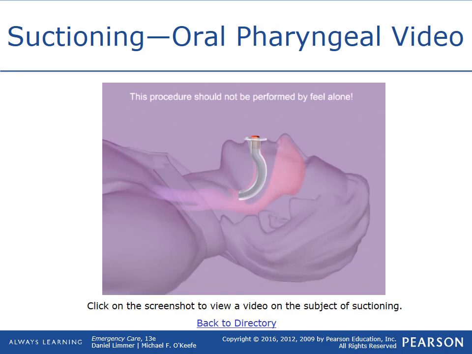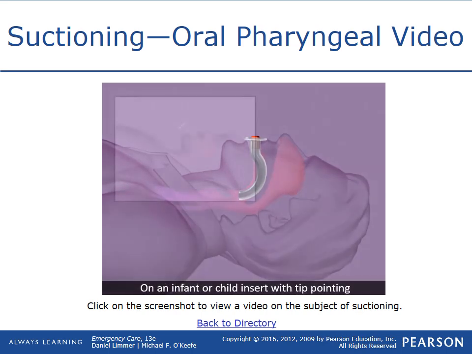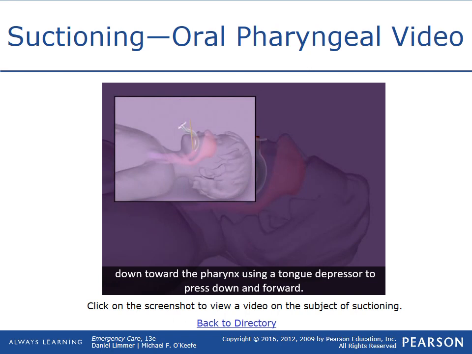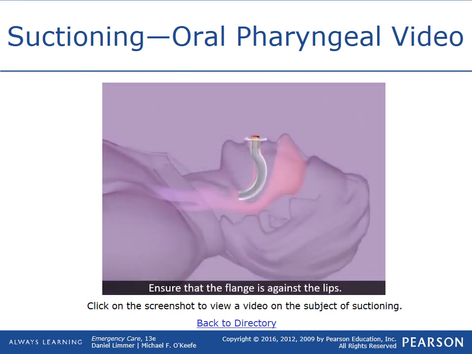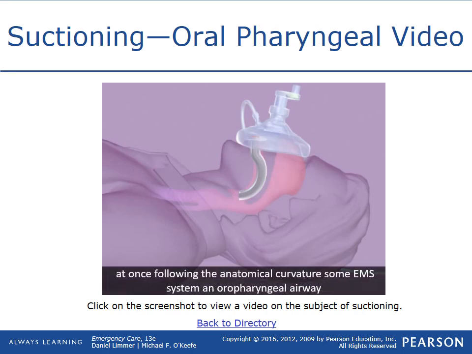On an infant or child, insert with tip pointing down toward the pharynx, using a tongue depressor to press down and forward. Ensure that the flange is against the lips. Place the mask over the in-place airway adjunct. If there is a gag reflex, remove the adjunct at once, following the anatomical curvature.